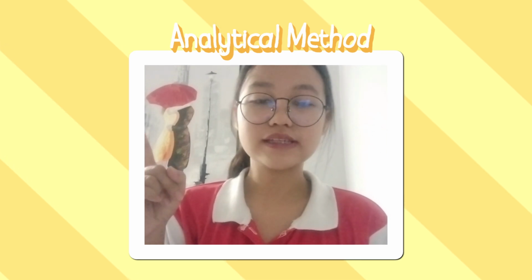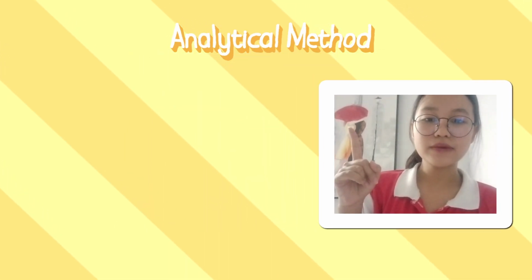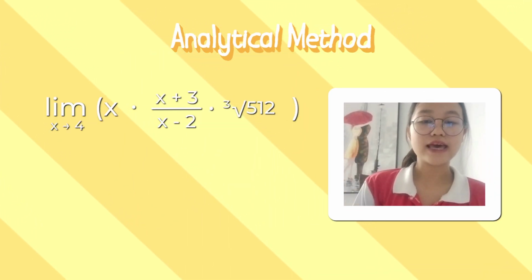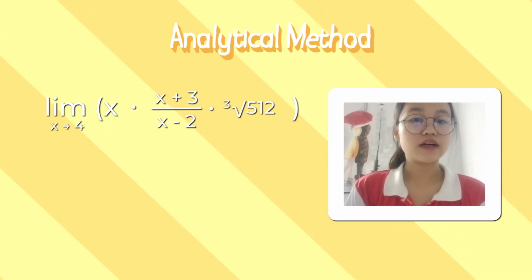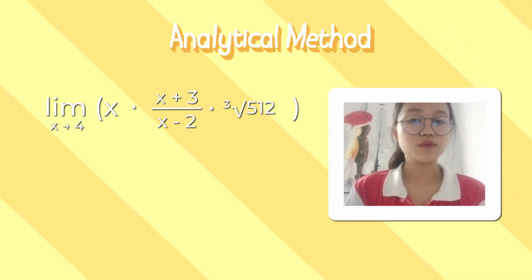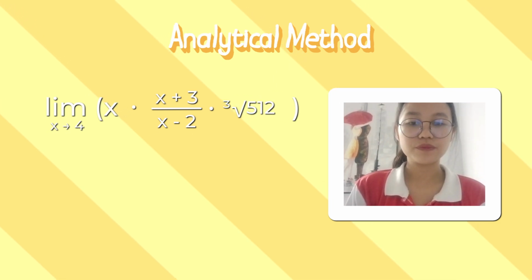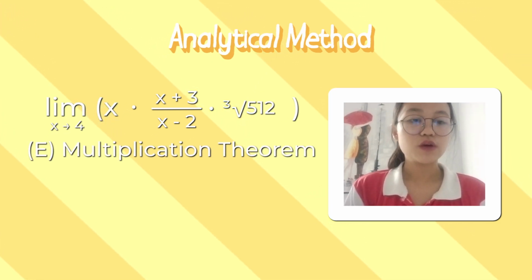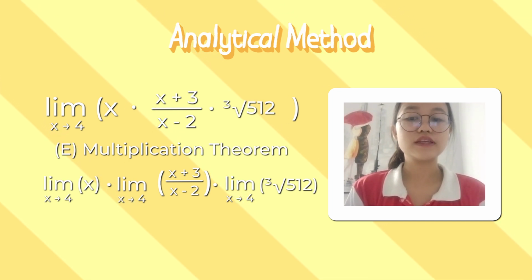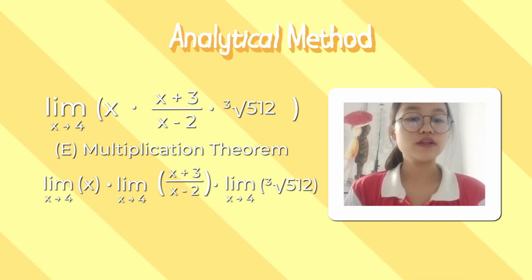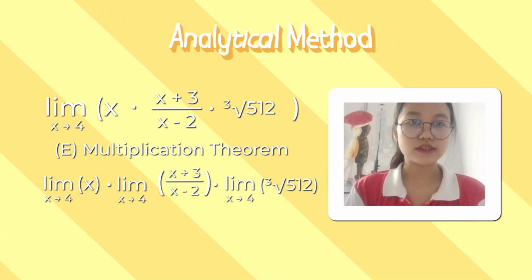Let's take a look at this example. The limit of x times x plus 3 over x minus 2 times the cube root of 512 as x approaches 4. In order to solve this, we should separate the terms individually and evaluate them separately and multiply all the answers at the end of the process.